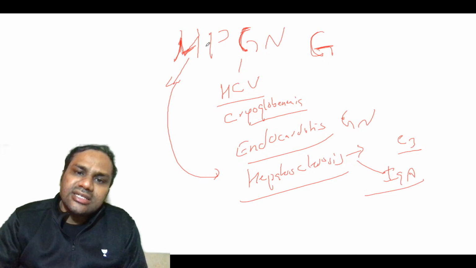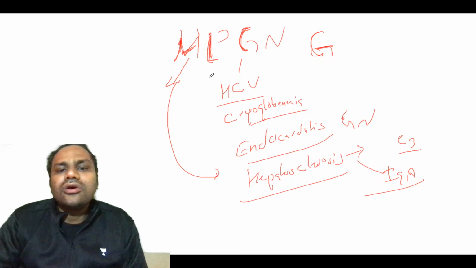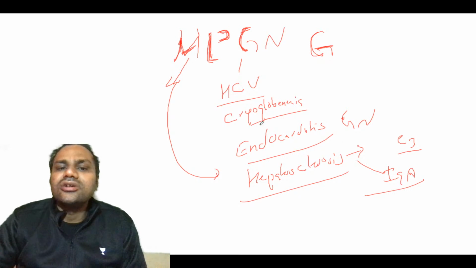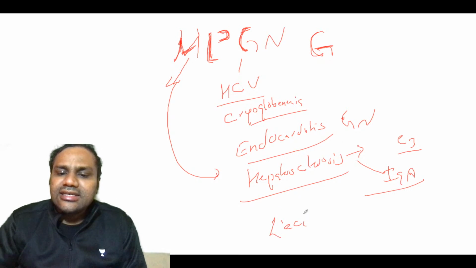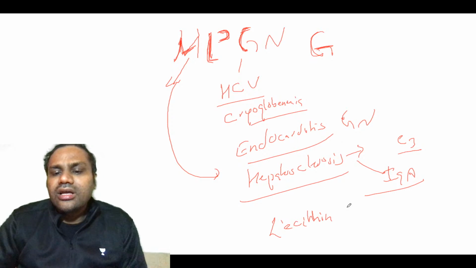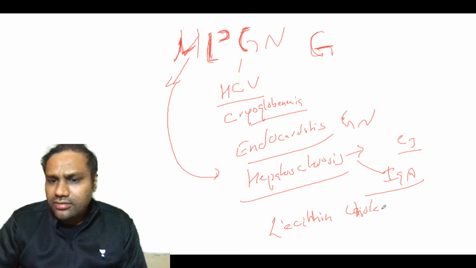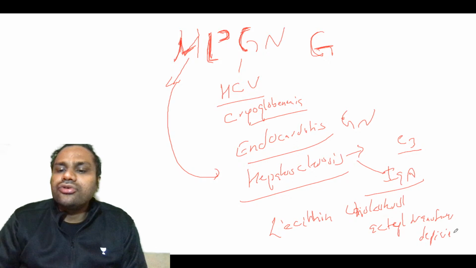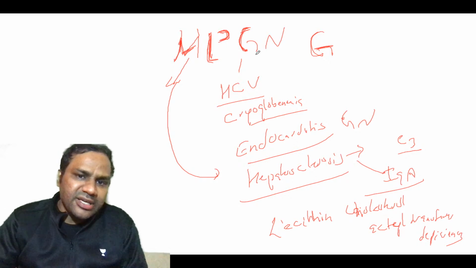Then obviously this is basically like L, okay. And this is your C, the other way round. So LC, basically lecithin cholesterol acetyl transferase deficiency. Okay, so you need to remember these important things about MPGN.